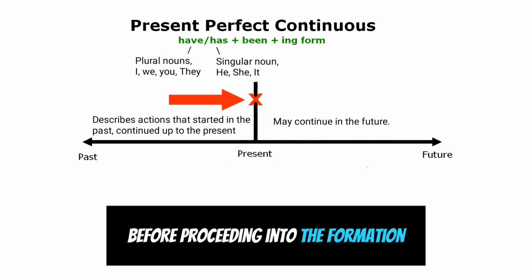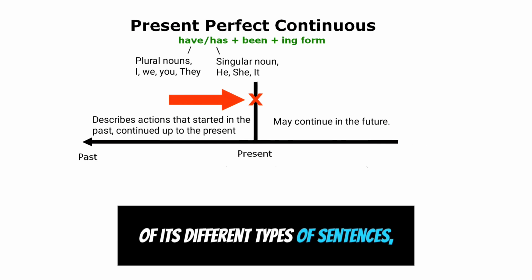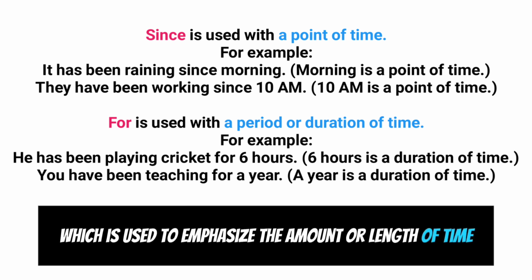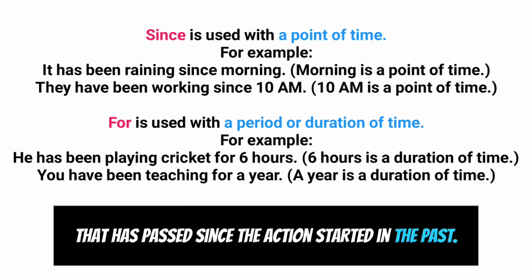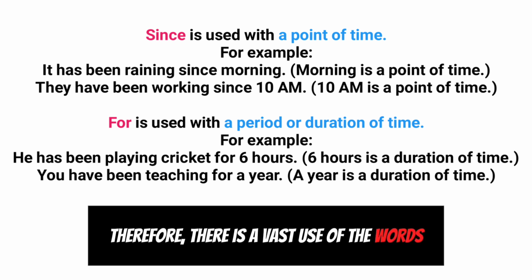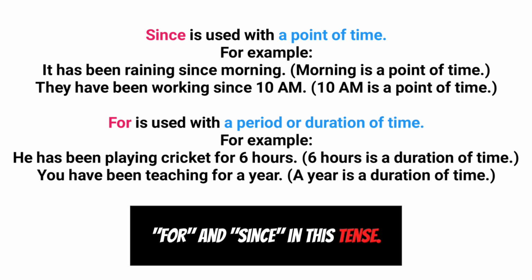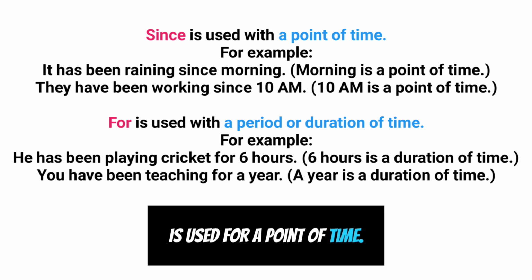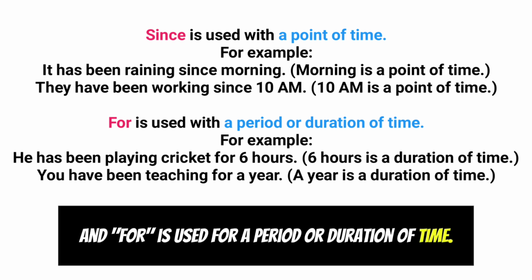Before proceeding into the formation of its different types of sentences, it is important to note that as this is a tense which is used to emphasize the amount or length of time that has passed since the action started in the past. Therefore, there is a vast use of the words for and since in this tense. So, it is important to keep in mind that since is used for a point of time and for is used for a period or duration of time.